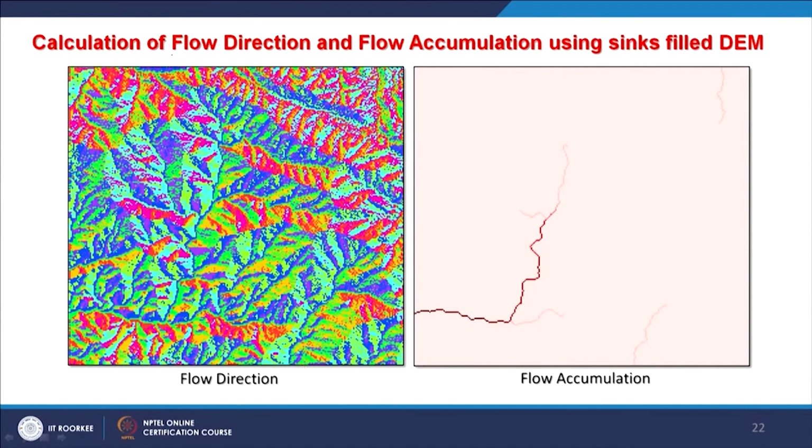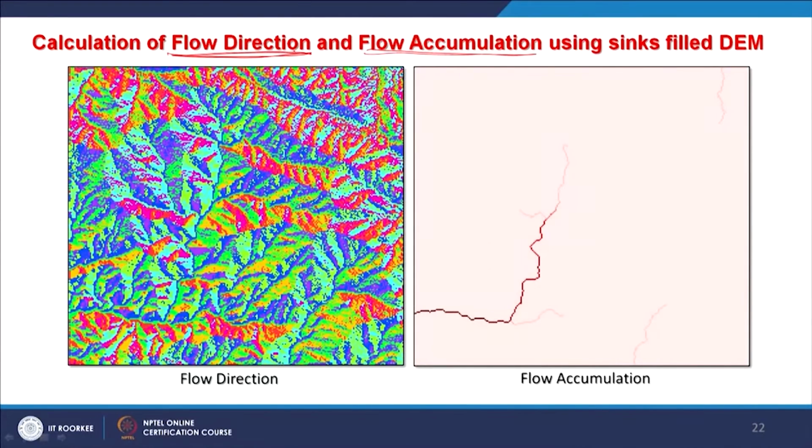Now, on the left side you are seeing a flow direction derivative through surface hydrology modeling, and on the right side you are seeing flow accumulation. Though you may feel that only a few lines in the form of drainage are visible and the rest is not there, each cell has a value which you can check by zooming in and using an identification tool.